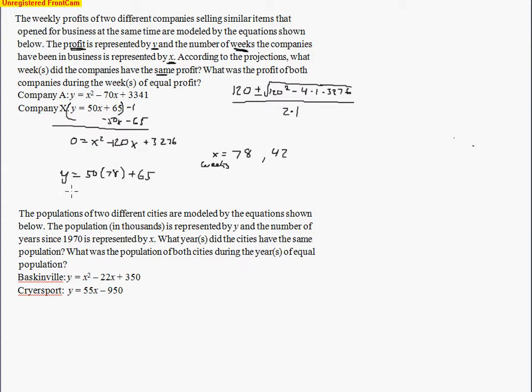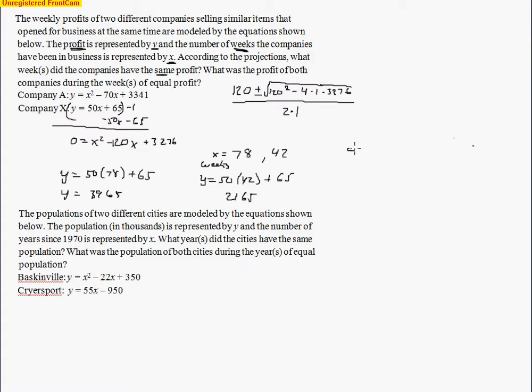And so when we do that work, we end up getting 3,965, and then we do the other one. So it's y equals 50 times 42, and then plus the 65, and that value gives me 2,165. So these are the two amounts.